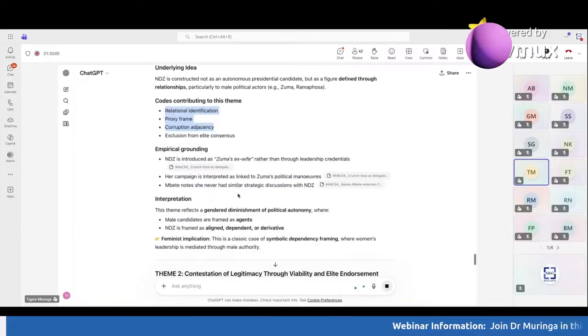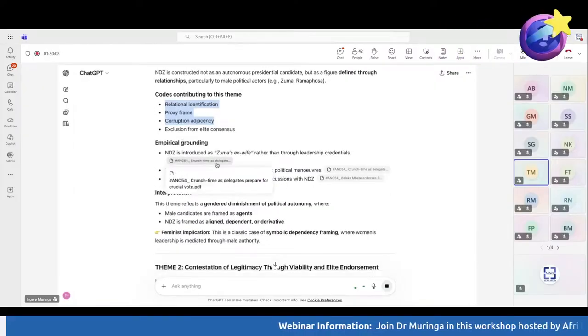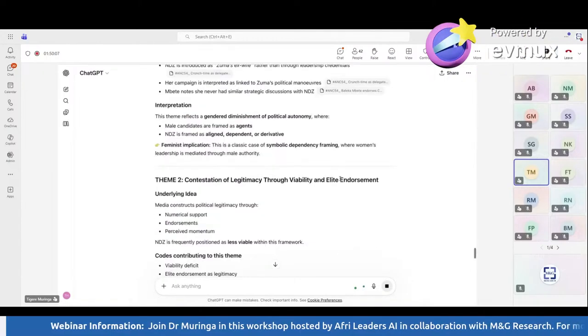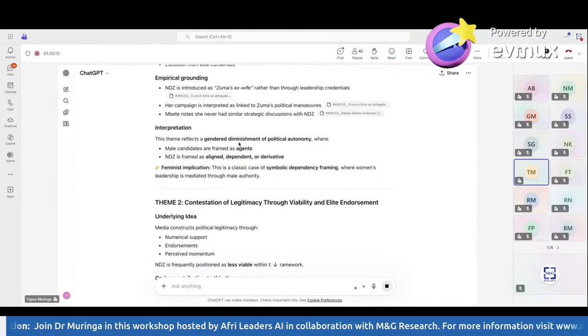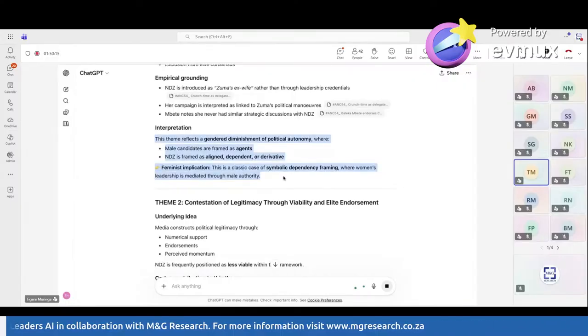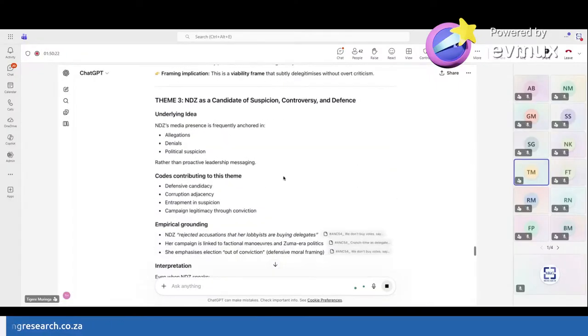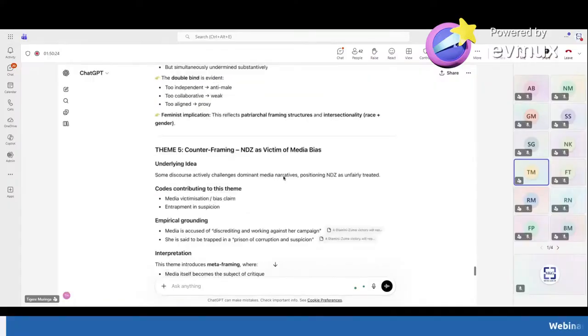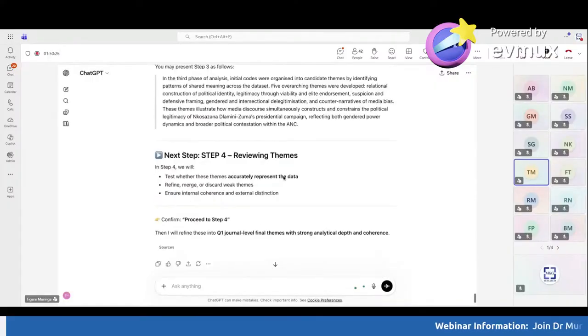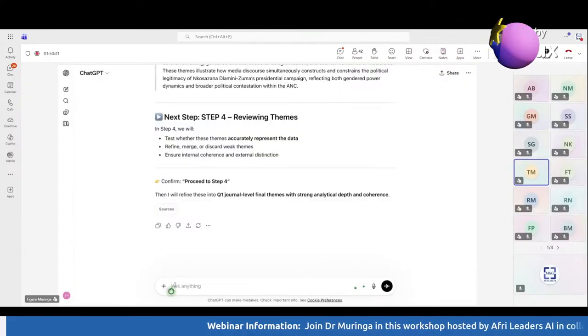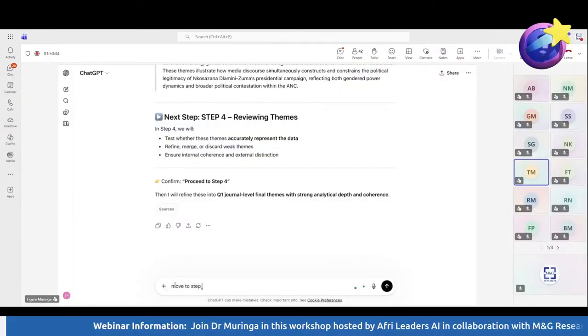So it gives empirical grounding. It gives you the studies or the data set where these themes are coming from. Then interpretation, this theme reflects a gender. Now it is bringing in the aspect of the theories that I have spoken about, because I've grounded my analysis in the theory that I've mentioned, right? Then it goes on, it gives me how many themes that I have. So before I get to review it, let's review the themes. Let's move to step 4, right?